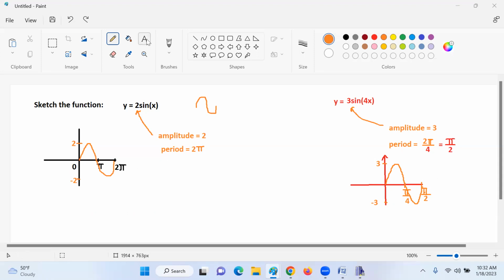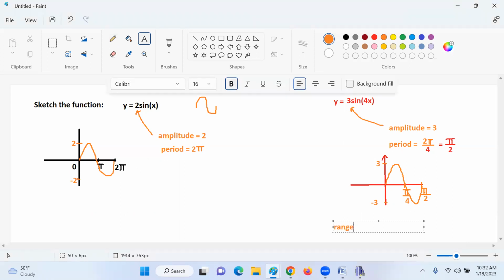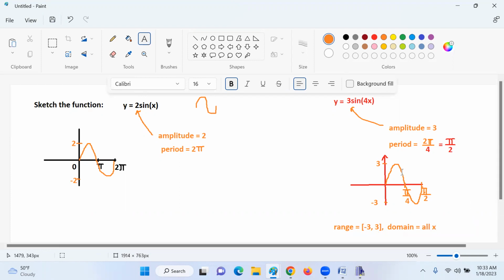What is the range for this function? The range will be the amplitude, correct? Between -3 and 3, correct? The domain is basically everything, all real x. The range cannot be more than 3 or less than -3 because of the coefficient for that.